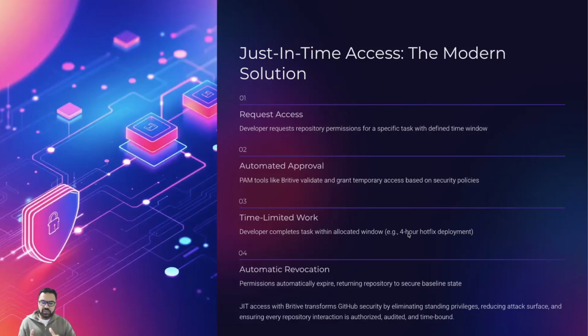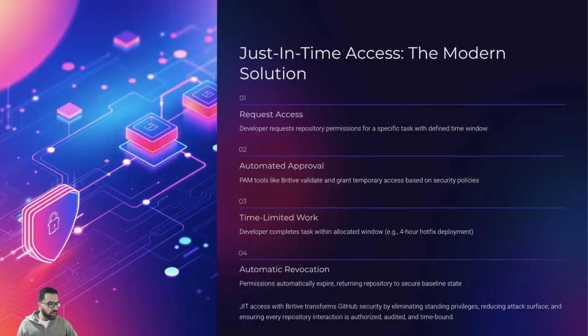Now, the developer would complete the task within the allotted window, let's say 4 hours for a hotfix deployment. After that, it will automatically revoke access to that specific repository. The permissions will automatically expire, the short-lived token will expire, and then the repository will have no access at all. So JIT access with Britive transforms GitHub security by eliminating standing privileges, reducing attack surface, and ensuring every repository interaction is authorized.